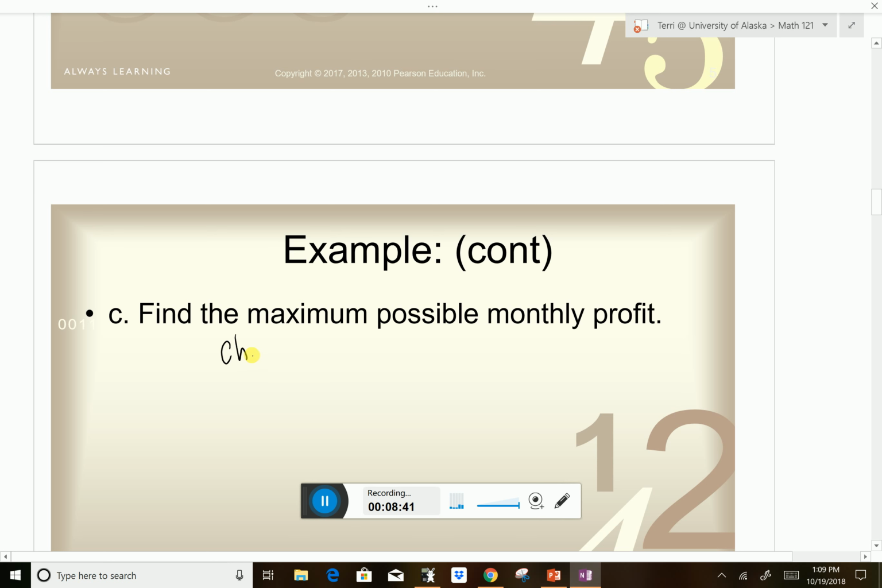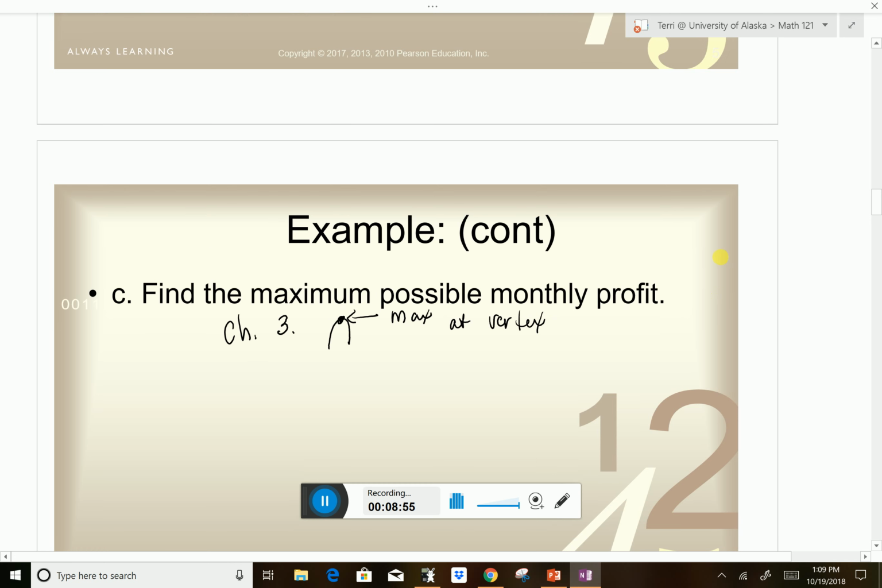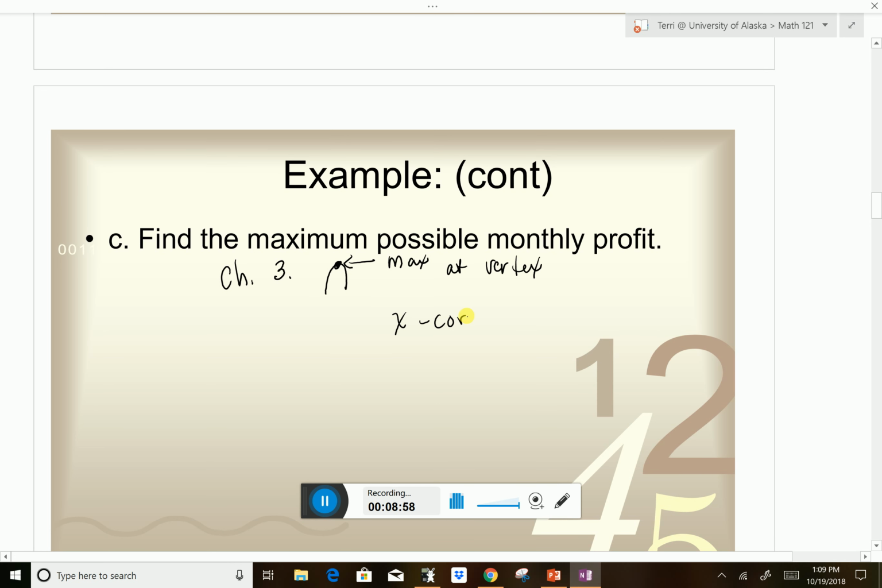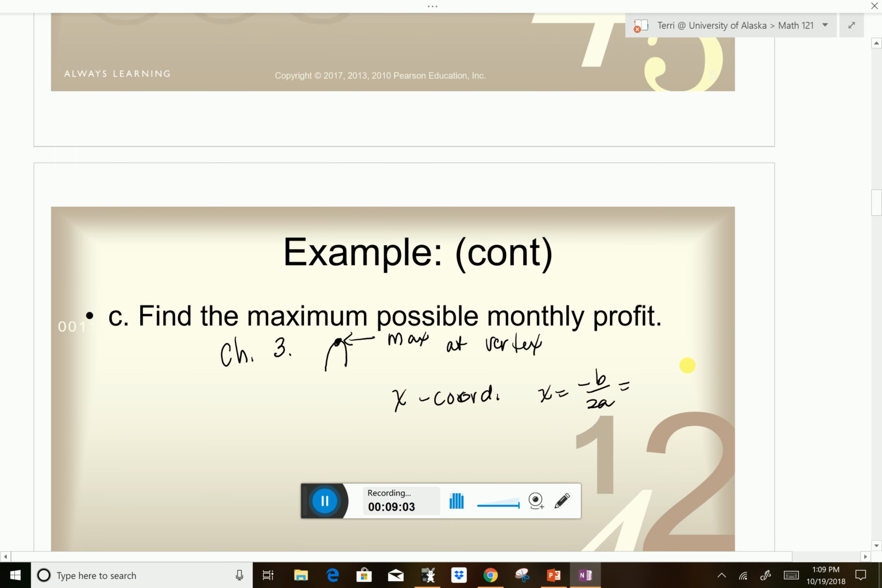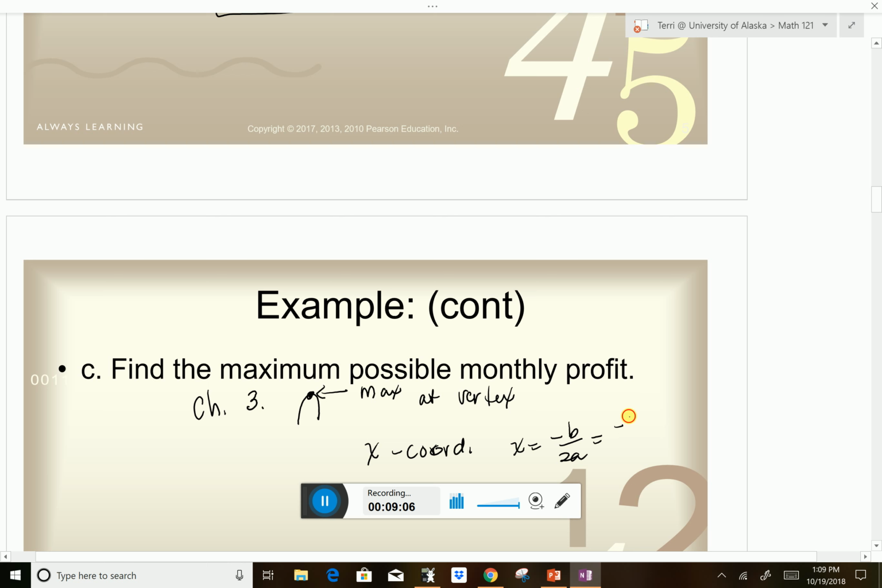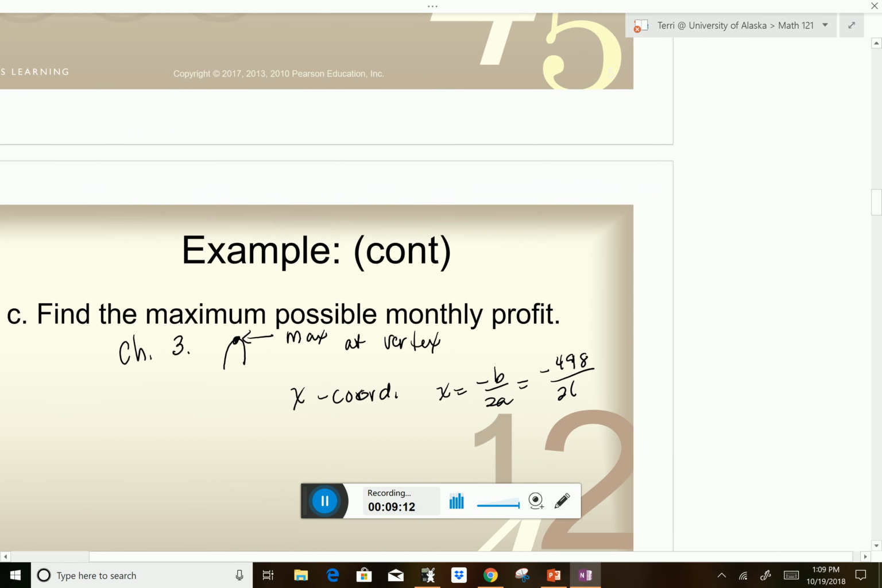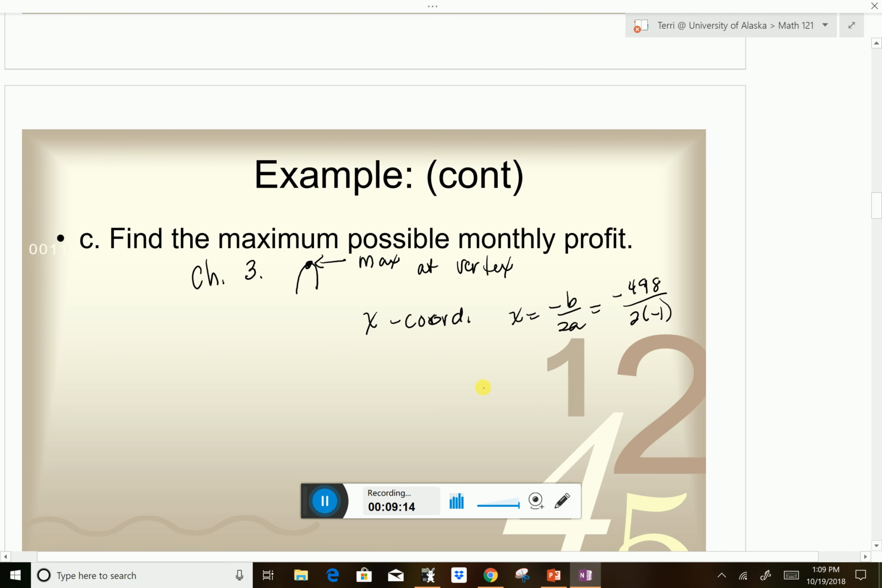So remember from chapter 3 that if we have a sad graph, we have a maximum. So we know we have a maximum at the vertex. So let's find the x-coordinate of our vertex. That is negative b over 2a, which is negative 498 divided by 2 times negative 1, which equals 498 divided by 2, which is 249.